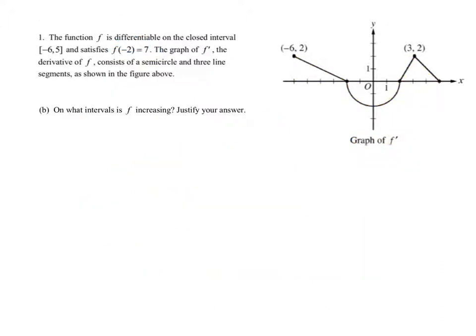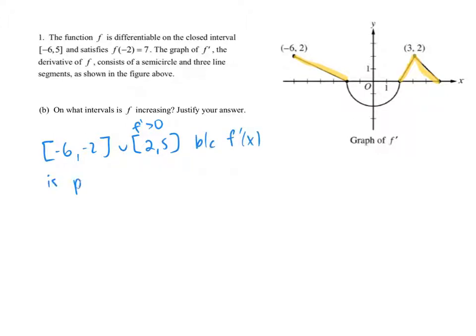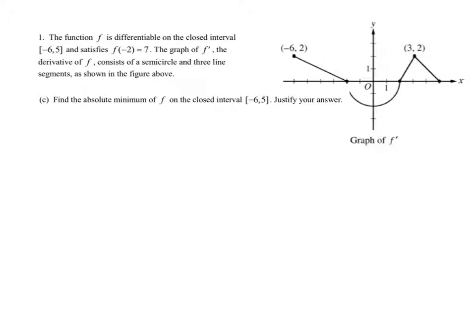Okay, on part B, we're wanting to find the intervals on which f is increasing. And so I remember that f increasing means that f prime is positive. And so that would occur on 2 different intervals on this particular graph. That would be from -6 until -2, and then also from 2 until 5. And so I'm going to write down my intervals first, -6 to -2, union 2 to 5. And my reasoning is very simple. It's because f prime of x is positive, and that's really all that we need to say there in order to justify our answer.